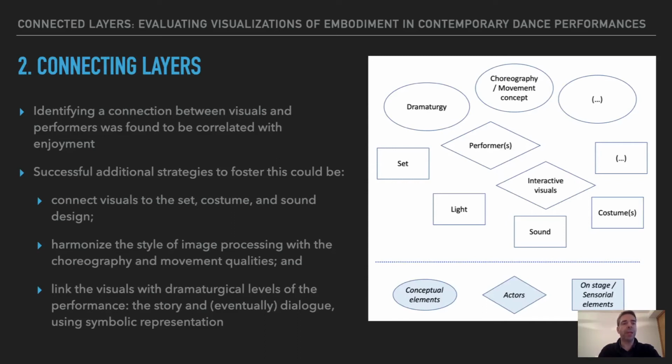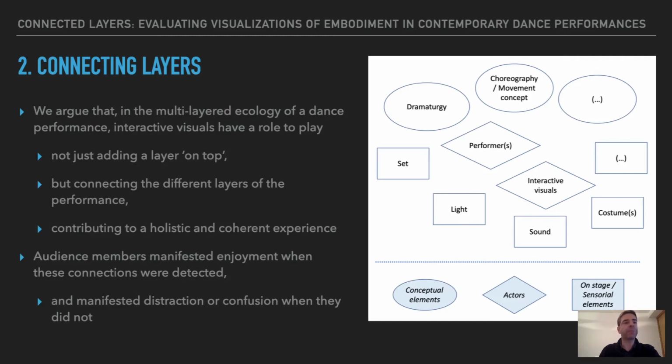2. Connecting layers. Identifying a connection between visuals and performers was found to be correlated with enjoyment. Successful additional strategies to foster this could be connect visuals to the set, costume, and sound design, harmonize the style of image processing with the choreography and movement qualities, and link the visuals with dramaturgical levels of the performance, the story, and eventually dialogue, using symbolic representation.